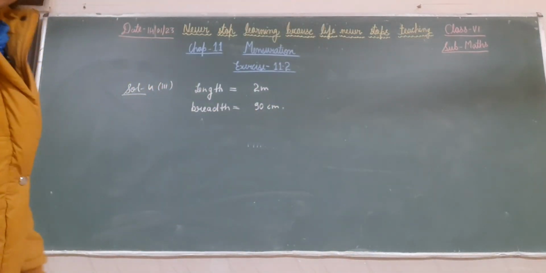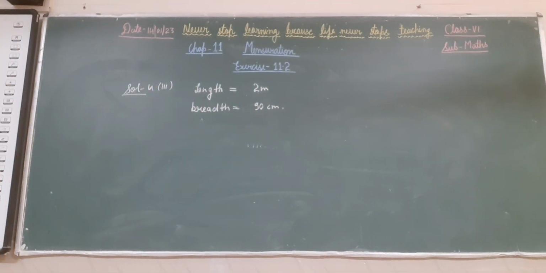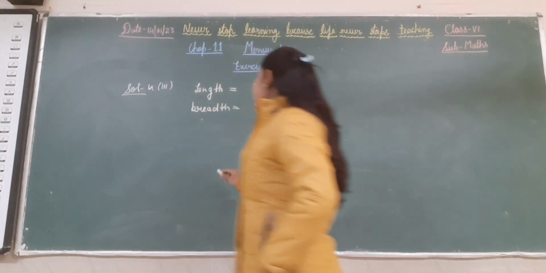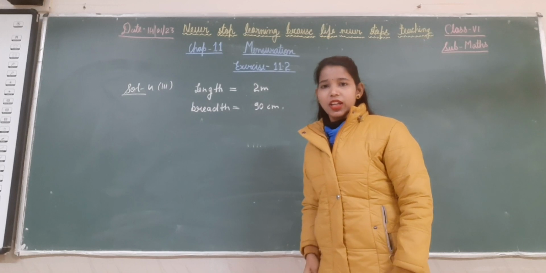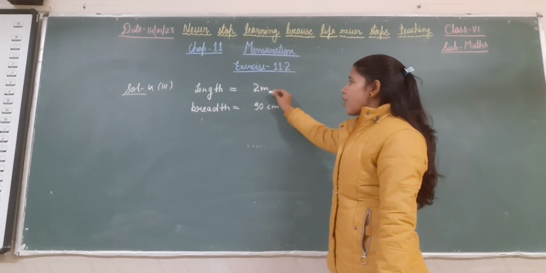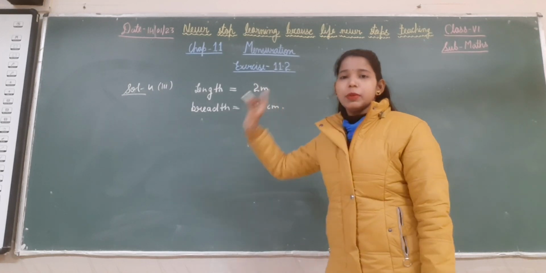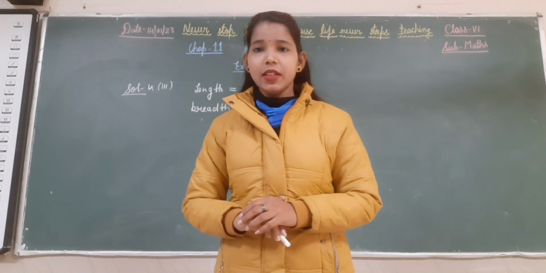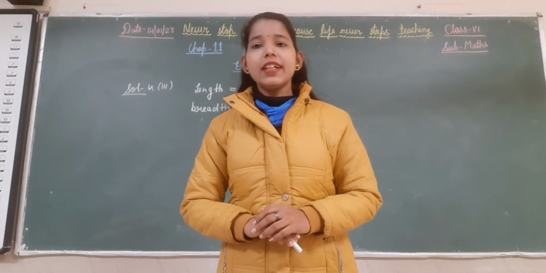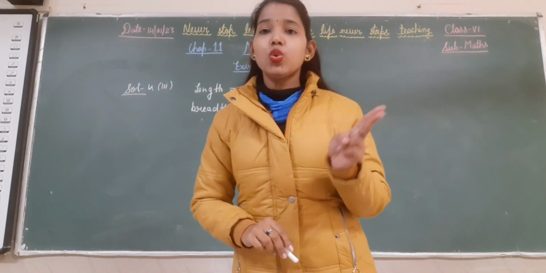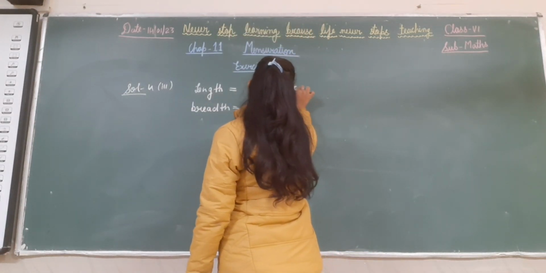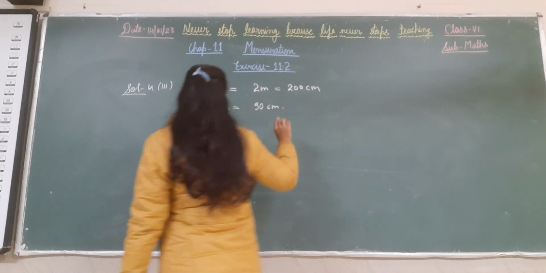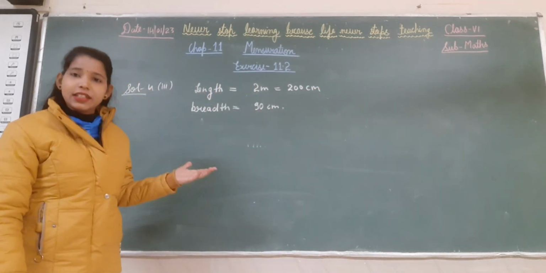First of all the unit should be the same, then only we can calculate. So firstly we have to convert meter into centimeter to make the unit the same. So 1 meter is equal to how many centimeter? 100 centimeter, right? So 2 meter is equal to 200 centimeter, and breadth is already in centimeter.